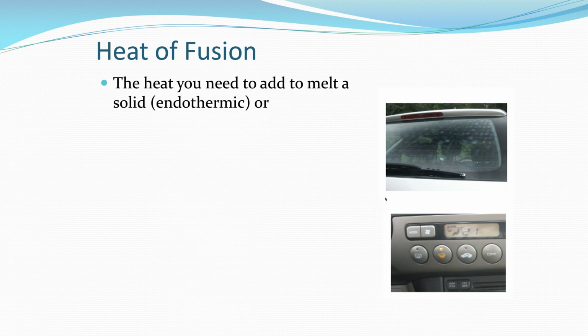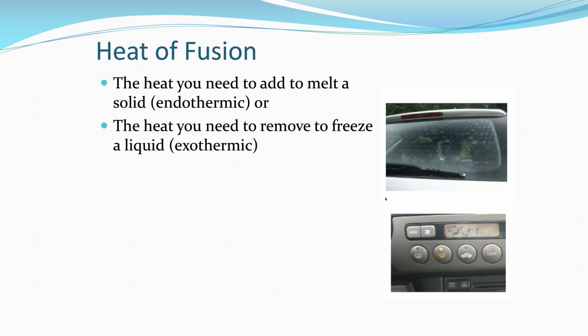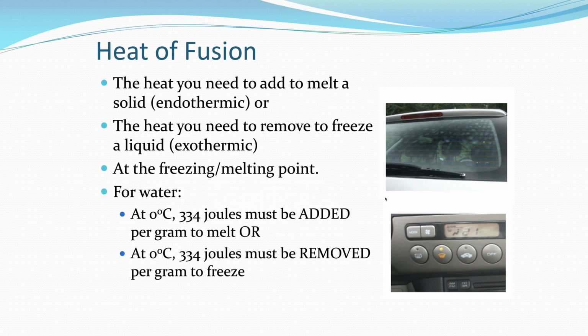The heat you need to add to melt a solid, or the heat you need to remove to freeze a liquid, is called heat of fusion. And this takes place at the freezing and melting point where the temperature remains constant. And these numbers are for water only. 334 joules can be added for each gram or removed from each gram to melt or freeze. And every substance will have its own unique heat of fusion.